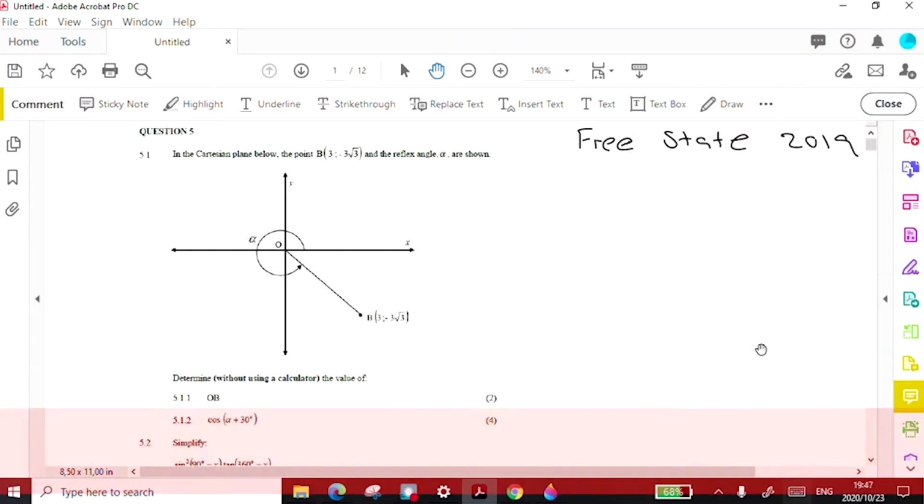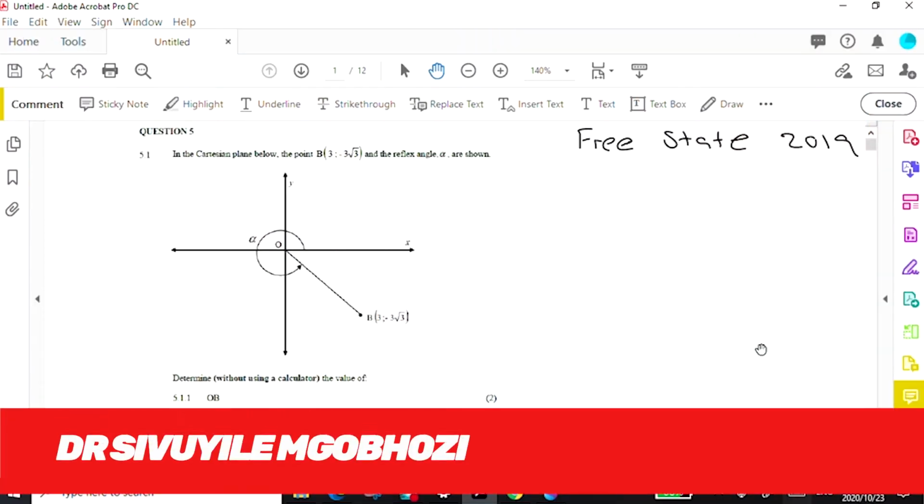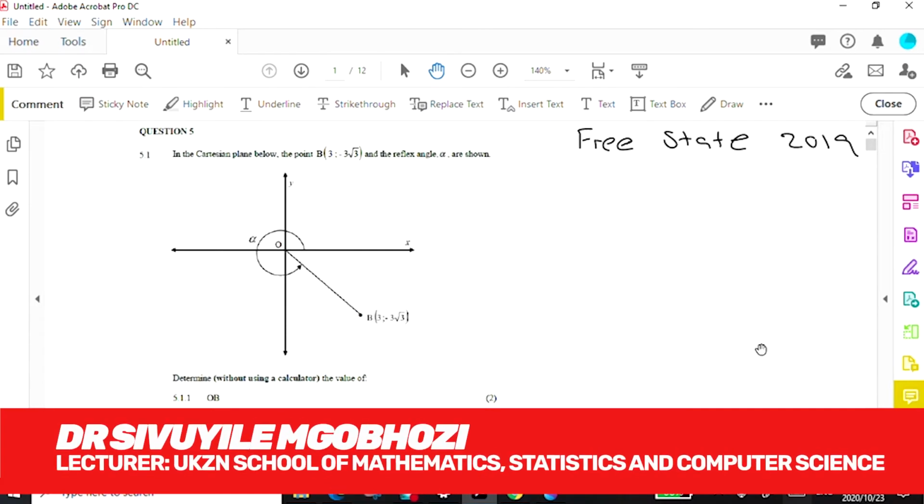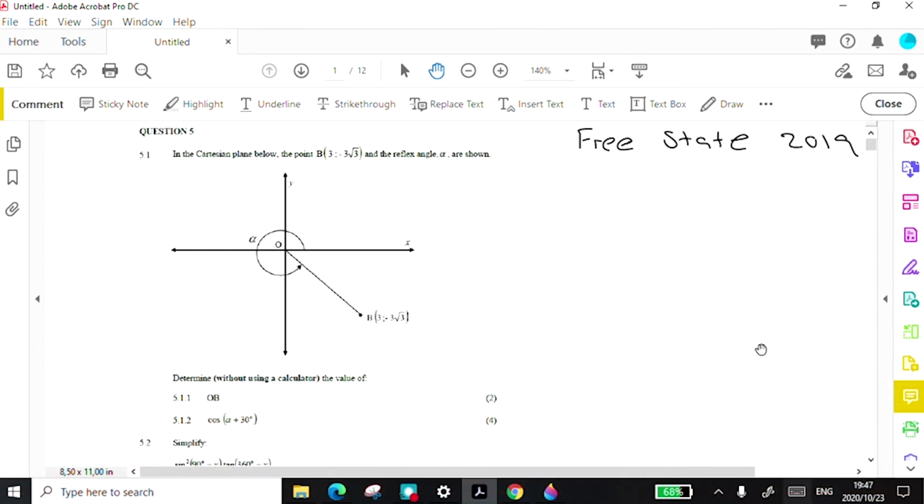On this part of the video, we'll be looking at part 3 of paper 2. Part 3 of paper 2 is usually trigonometry. This is usually question number 5, 6, and 7 of paper 2. As an example, here we are looking at a Free State 2019 paper.